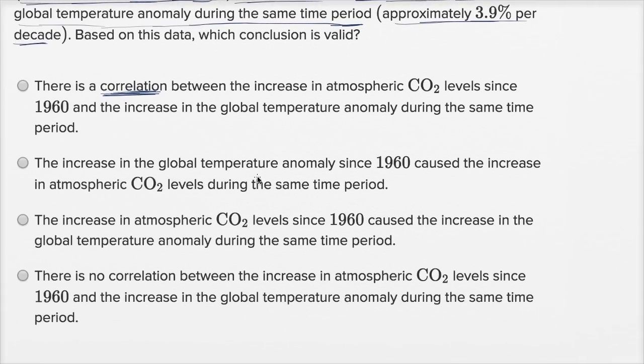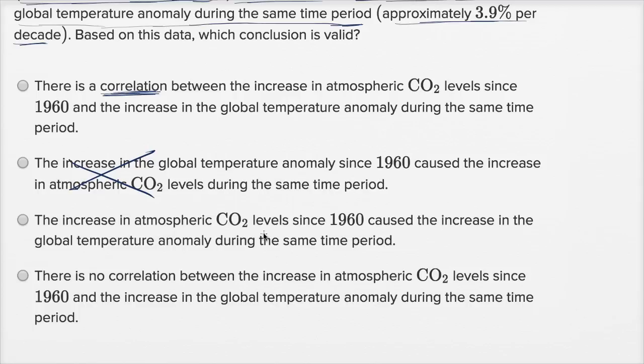The increase in the global temperature anomaly since 1960 caused the increase in atmospheric CO2 levels during the same time period. Well, no, we don't know that. We don't know whether there is causality here. Just by looking at that data of these two things moving together, you can't say that the temperature caused the CO2 to move up. This is one of the classic things: a lot of times when two things correlate, people want to show that there's some causality, but it's much harder to show causality than it is to show correlation. So I definitely don't like that.